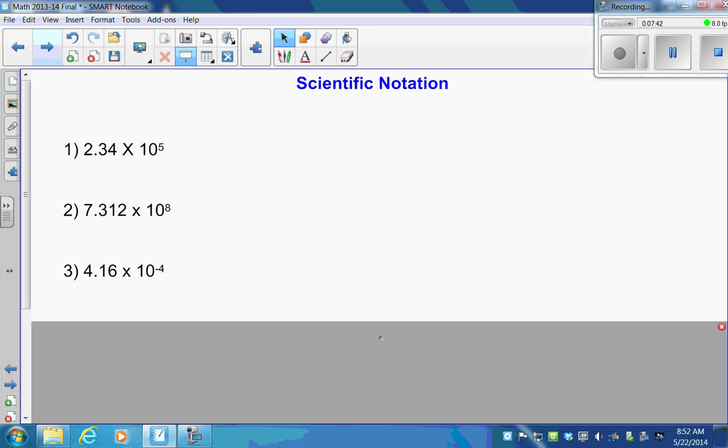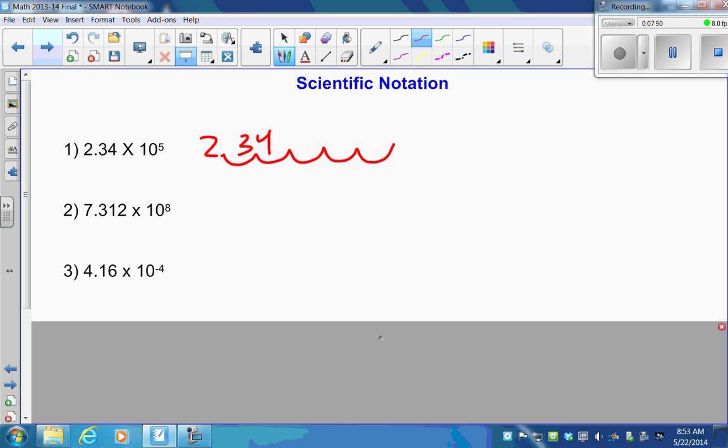So for scientific notation, like I said, it's just counting. So I have 2.34 times 10 to the fifth. All I do is move it 1, 2, 3, 4, 5. This is my answer, 234,000. Just counting. Same thing, 7.312. Move it 8 times. 1, 2, 3, 4, 5, 6, 7, 8.